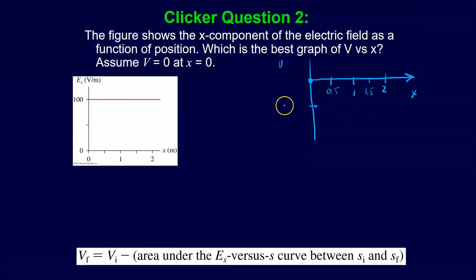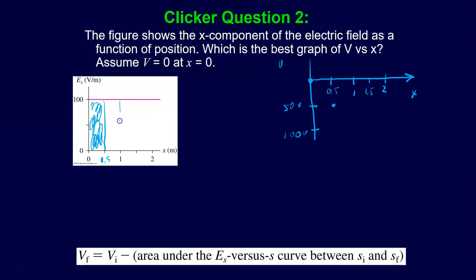And then over here we'll have 50 and 100. And so again, VF is equal to VI, which is 0, minus the area under the curve here. So let's, for instance, look at this piece right here. So in going from 0 to, again, this would be the point 0.5, the area is 100 times 0.5, so it's 50. So 50 volts. And of course this is volts here. And so when I come down to this point, I get to that point there at 50.